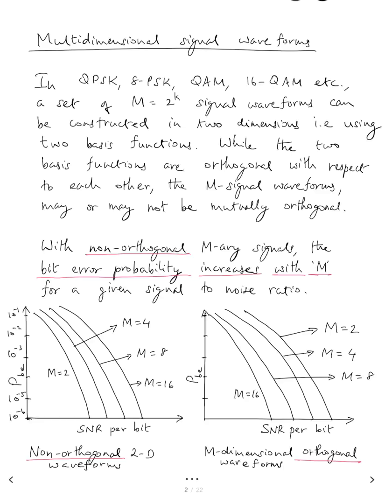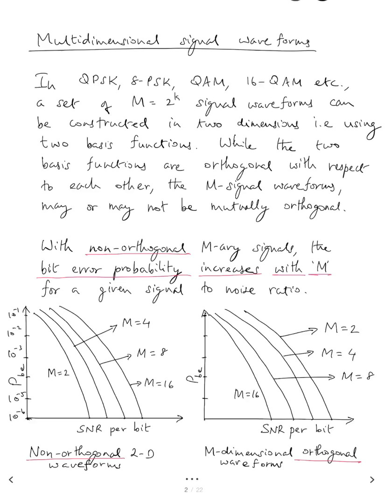But because the two dimensions or the basis functions are the only ones which are orthogonal, the signals which can lie anywhere in that two-dimensional plane may not necessarily be orthogonal. They will be orthogonal only if they lie on the axis. For example, if one set of signals lies on one axis and the other set of signals lies on the other axis, then those two signals will be orthogonal to each other. But if there are two signals which lie on the same axis, they will not be orthogonal.